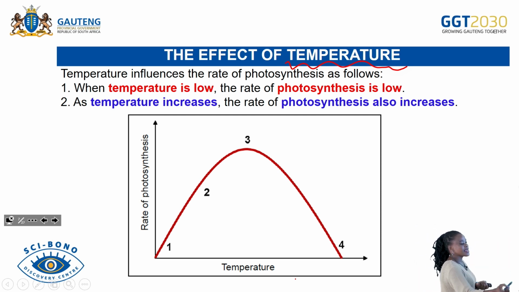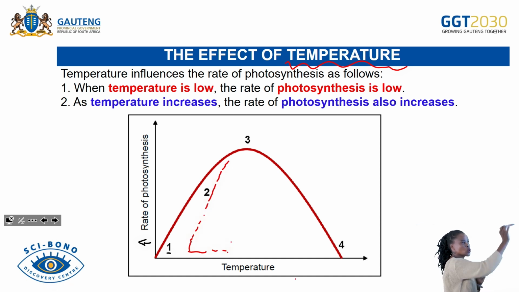What is happening now? If the temperatures are low, what does that mean? It means that the rate of photosynthesis will also be low. However, if the temperature starts to increase, what is happening when we look at our y-axis? As temperatures increase, what happens to the rate of photosynthesis? The rate of photosynthesis also increases, and it increases up to its optimum value.